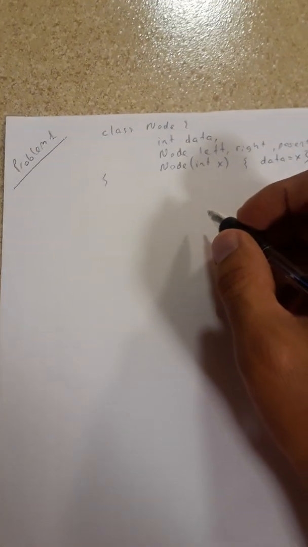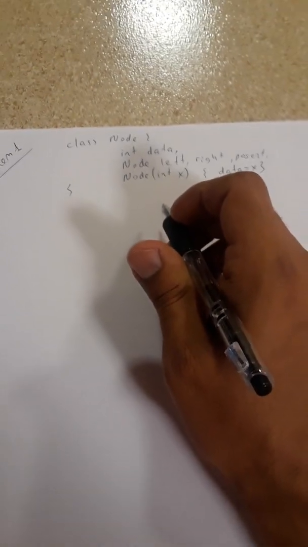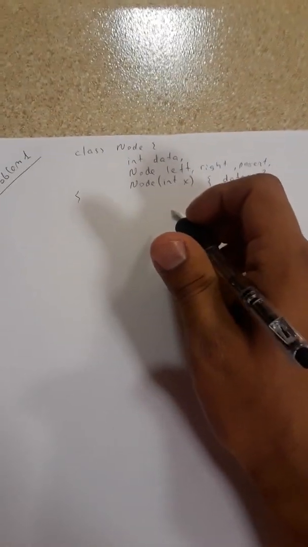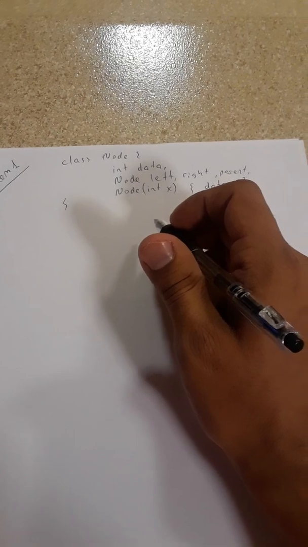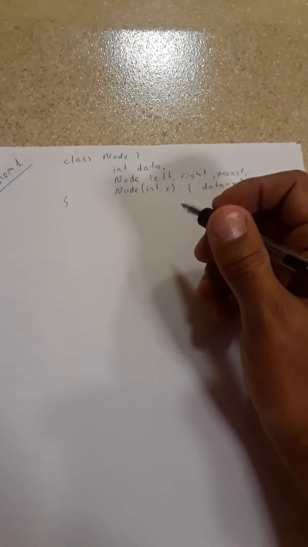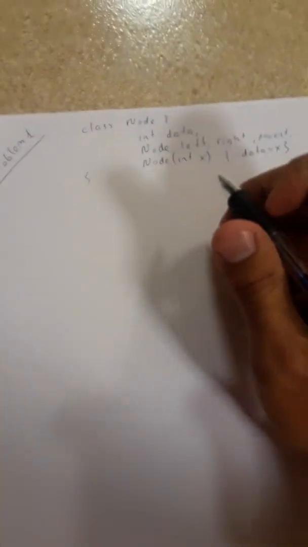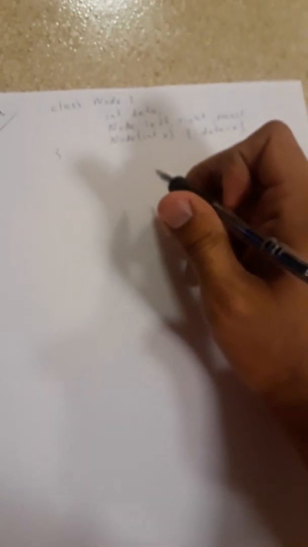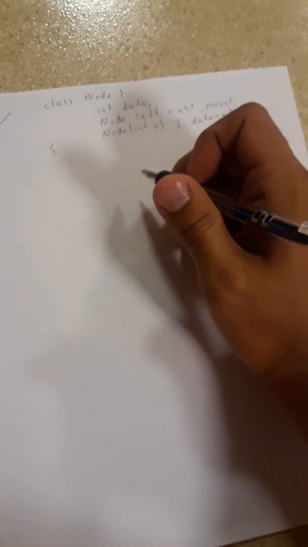Hello. So here is problem number 1, and in this problem we have to find the next node according to the in-order approach. For example, we are given a particular node and we have to find the next node according to the in-order rule. It will be considered in a binary search tree, and we're not given a root node in the problem.